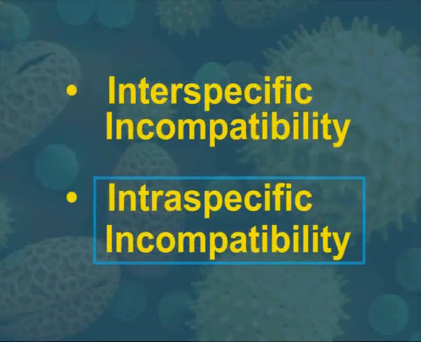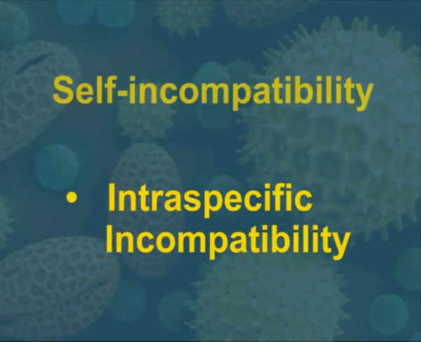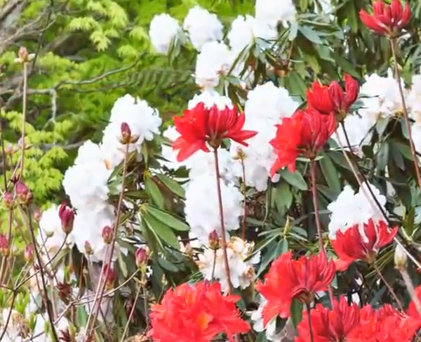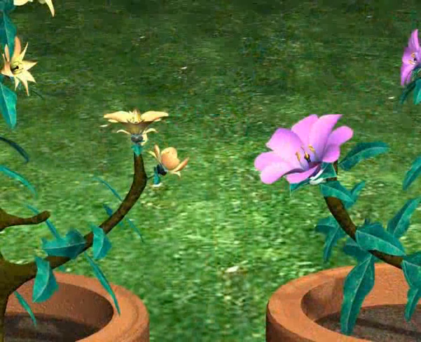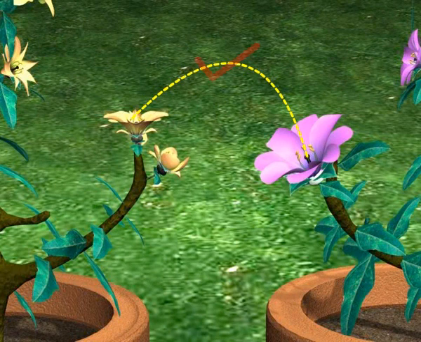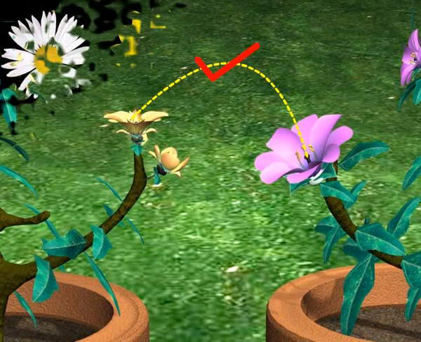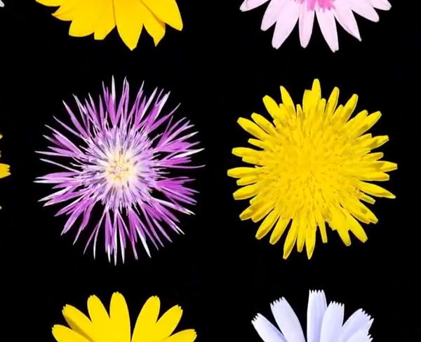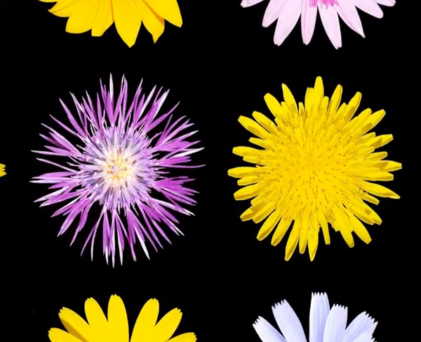Intraspecific incompatibility is also known as self-incompatibility. It is the inability of a plant to produce male and female gametes when self-pollinated. It is a mechanism in which inbreeding is prevented and outbreeding is promoted. It means it prevents self-pollination and promotes cross-pollination.